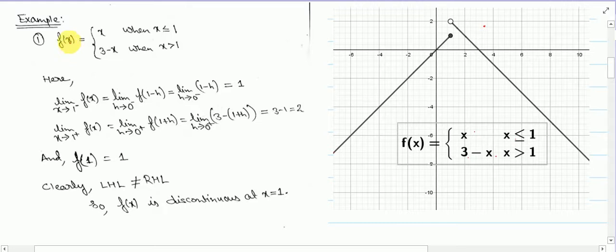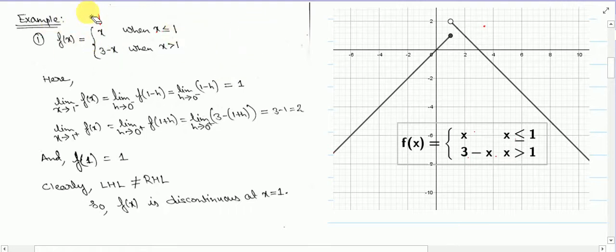See, here one function is given, f(x) will be x if x is less than or equal to 1. So suppose I take 1 in place of x, then the output will be 1 only, because this input x is less than or equal to 1. If I put 2 over here, then 2 is greater than 1, so the output will be according to this, 3 minus 2, that means 1.